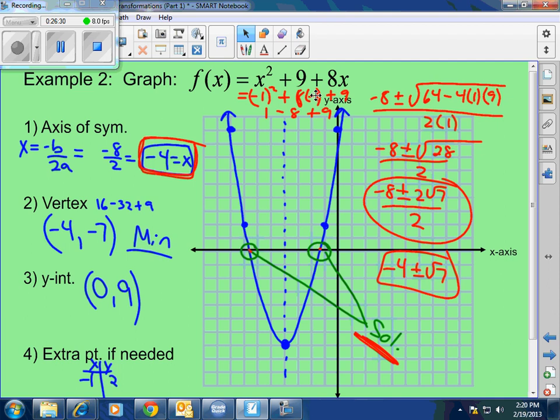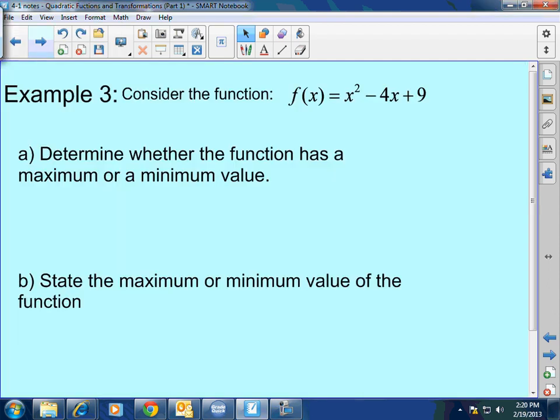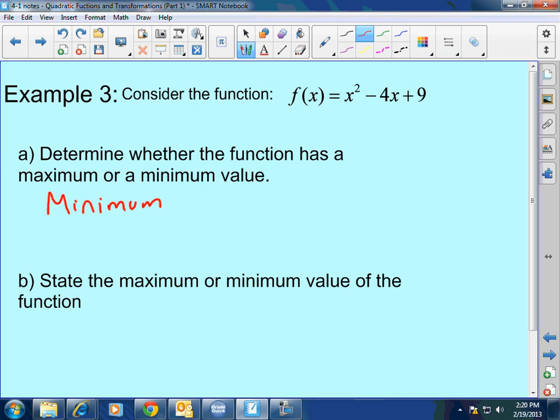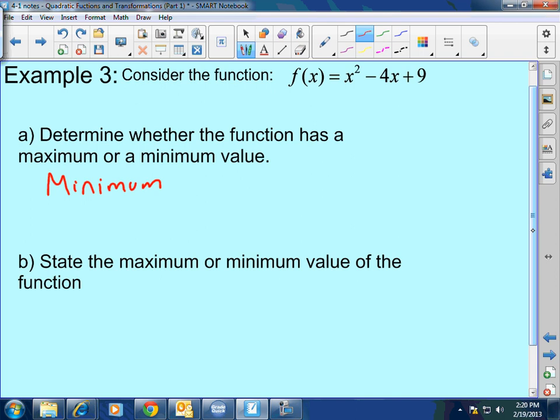Okay, now, let's see if this makes sense. Consider the following, x squared minus 4x plus 9. Is this going to be a maximum or a minimum? It's going to be a minimum for sure. Why? How do you know that? Because x squared is positive. Very good. Now, what would the maximum or the minimum be in this situation? Well, we're making numbers up here. Remember that when you're talking about a max or min, aren't you talking about the vertex? And didn't we already talk about the vertex?